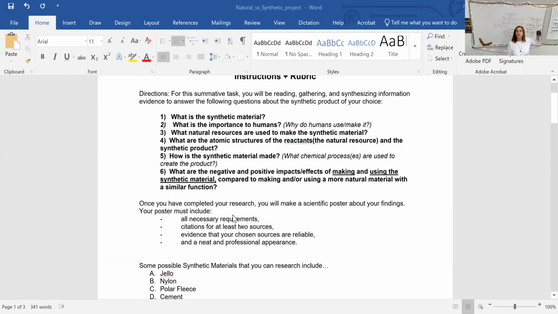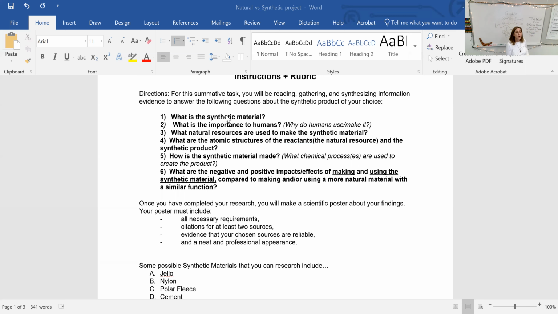Once you've completed your research, I'm asking you to make a poster. Now I realize you're at home and you might not have the resources. I do not want you to go to the store and buy a ton of stuff for this, all right? Because we're not in school, I can't hang it up in the hallway. So you might just be drawing it on a piece of paper, or I can show you a way to do it on the computer.